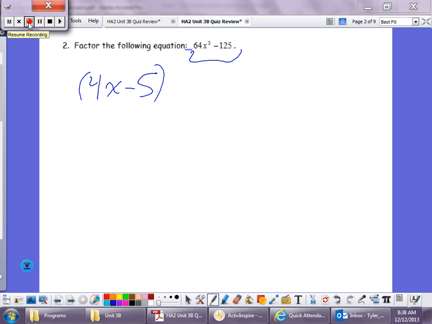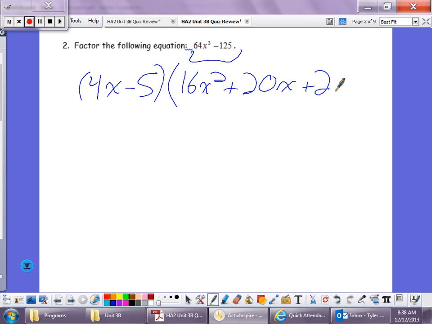So then from here, you just plug it into the formula. So you have a squared, so 16x squared. If this is a minus, remember this is going to be a plus, 20x plus b squared. And this isn't going to factor nicely, so that would just be your answer right there.